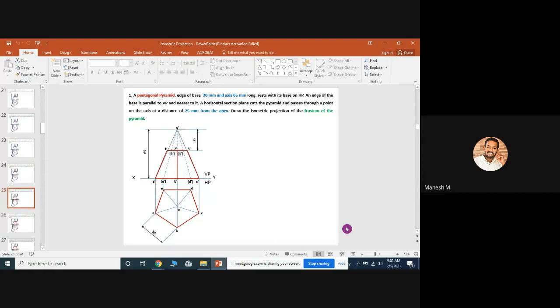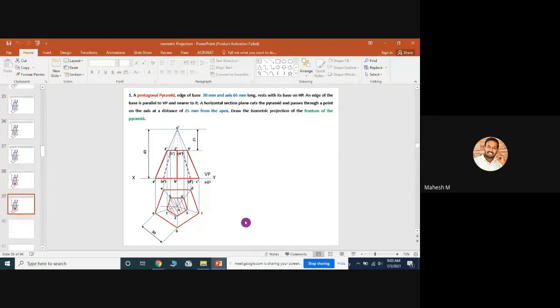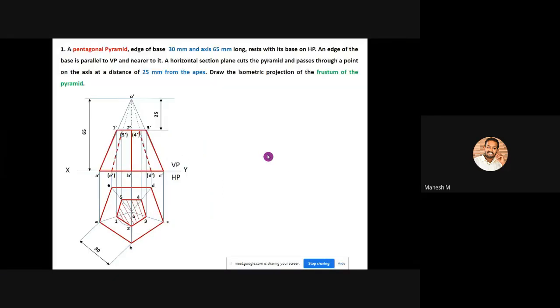This is the bottom portion of our pentagonal pyramid. Particularly, it will be called a frustum because we have a horizontal section plane. This is our normal front view and normal top view. Here we have to create the sectional top view. The condition for creating the sectional top view is similar to our third unit. After creating this diagram, we have to mark all the points in our isometric projection.